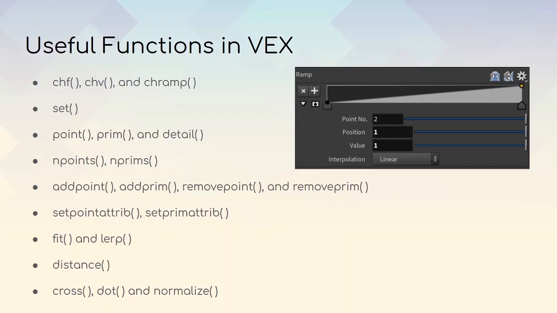Fit and lerp are used for editing floats or vectors. Fit takes a float or vector and scales it from one range to another range, and lerp takes a float or vector and gets a point in between those two. Distance gets the distance between 2 points. And lastly, cross, dot, and normalize. These are a little bit more advanced, but they're very useful for dealing with orientation or normals on your geometry.